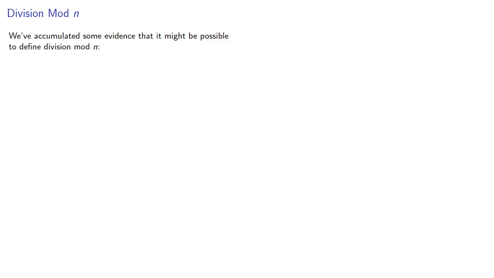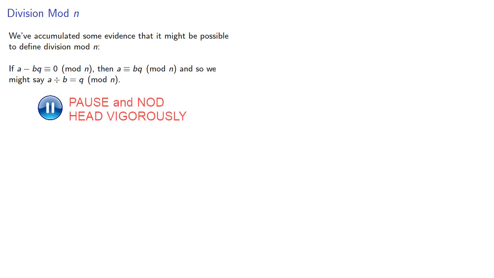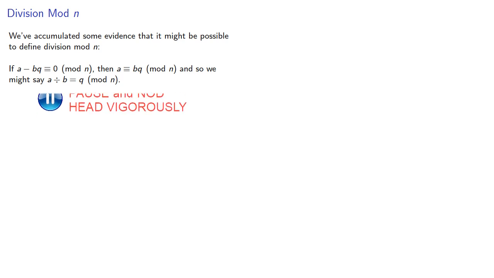So we've accumulated some evidence that it might be possible to define division mod n. If a minus bq is congruent to 0 mod n, then a is congruent to bq mod n, and so we might say that a divided by b is q mod n. But how can we find q without repeated subtraction?